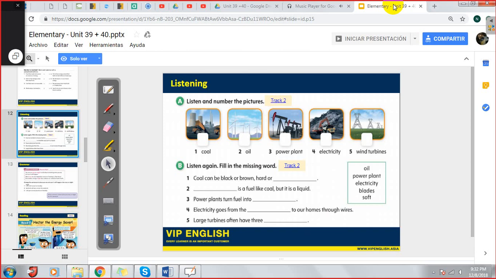4. Electricity goes from the power plant to our homes through wires. We use the electricity to run many items such as lights, heaters, and computers. 5. Wind turbines make electricity when the wind blows. Large turbines often have 3 blades. Some wind turbines are together in groups called wind farms.